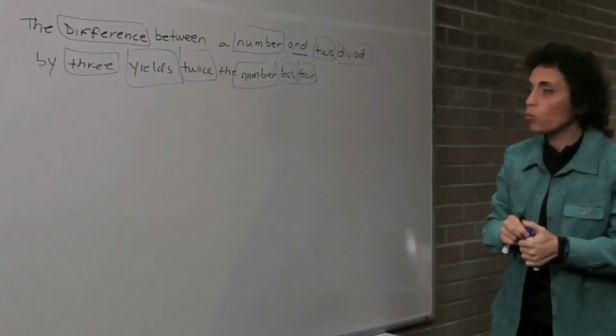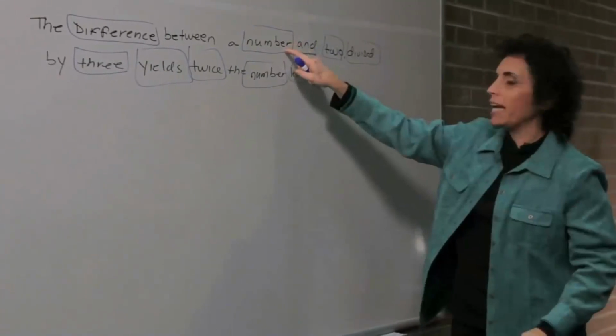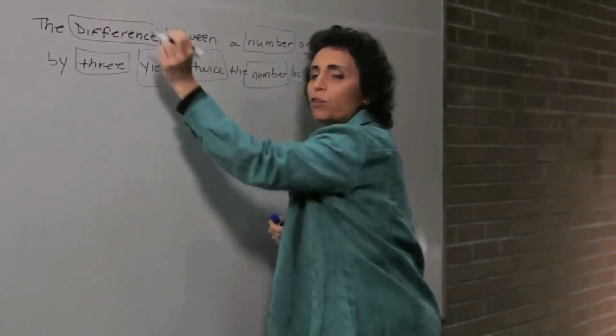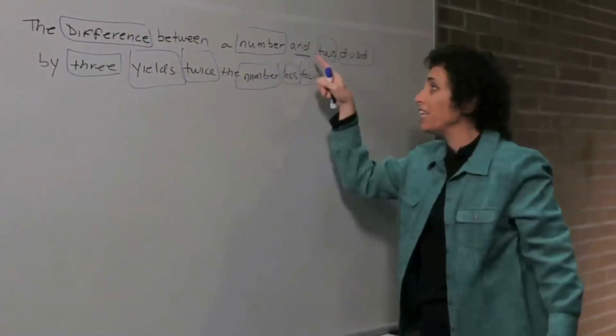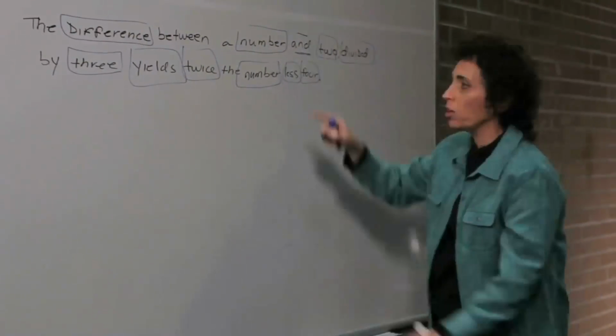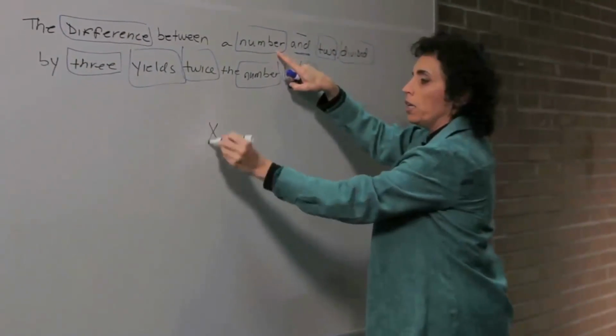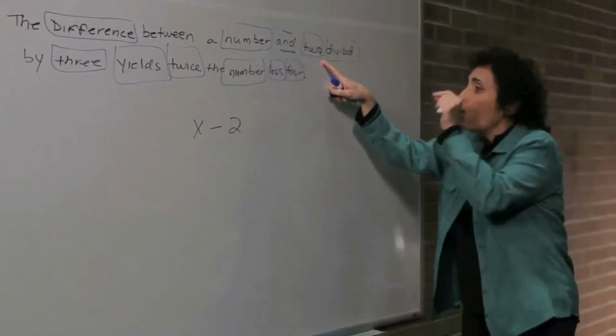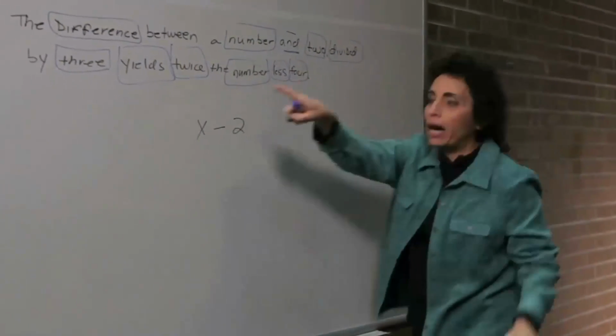Okay, let's start with the difference between a number and 2. Okay, difference means to subtract. If you remember the last time we talked about this, the "and" tells me where to put that operation sign. So there's where your minus goes. The difference between a number and 2, comma. That means that whole thing is divided by 3.